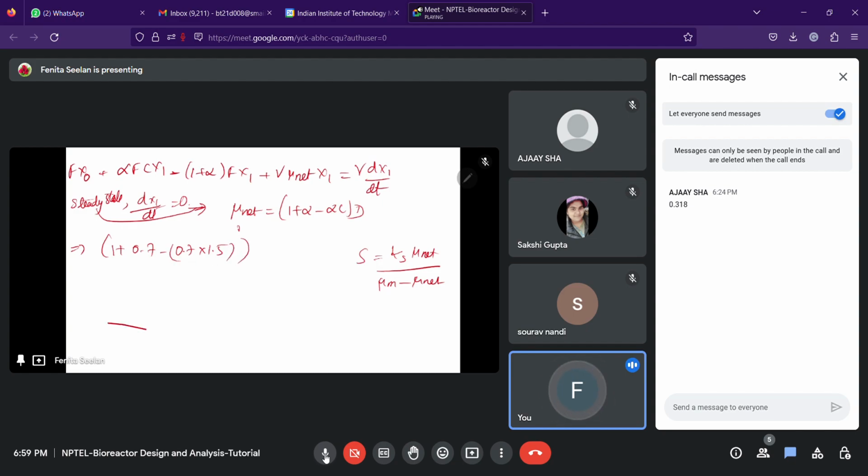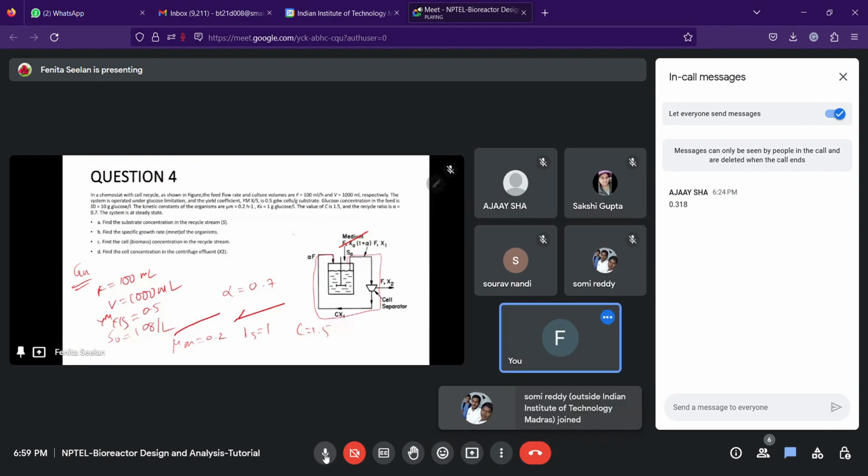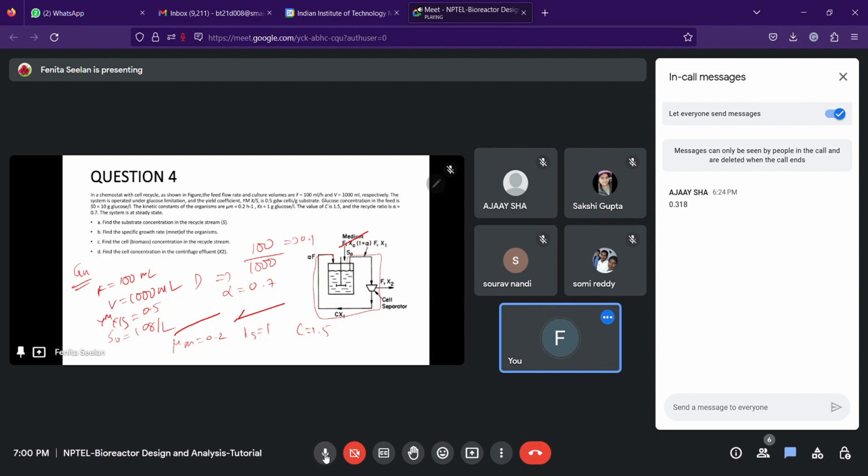What's the D? Is the dilution rate given? We have to calculate it. It is F by V, right? So F is 100 and V is 1000, which would be 0.1. Okay.